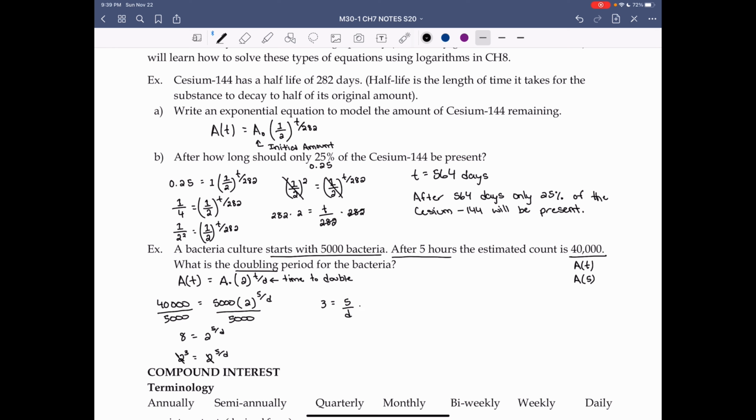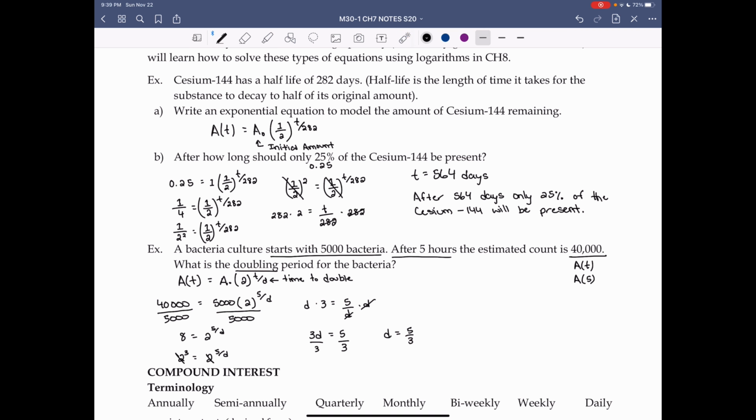Multiply D to both sides. We get 3D equals 5. These D's divide out. And then divide both sides by 3. And we get D equals 5 over 3. Our time was in terms of hours. It says after 5 hours. So our D value is in terms of hours.